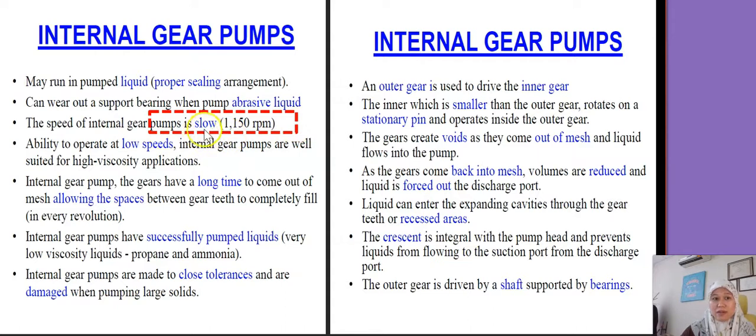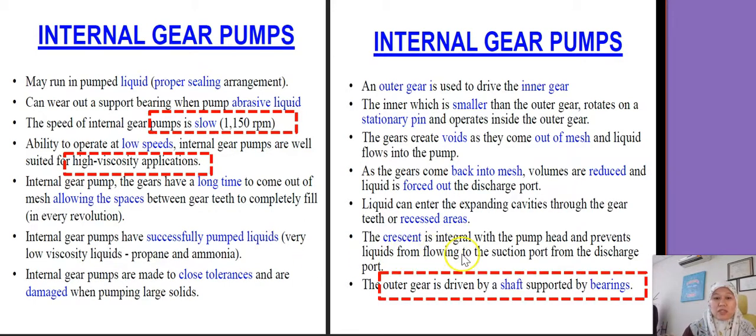Okay, 1150 RPM saja. Dia tak boleh go more than that. Kalau you nak go more than that, you go for external gear pump. Okay, ability to operate at low speed and for high viscosity application. High viscosity maksud dia pekat. Okay, high viscosity, likat. And the outer gear is driven by shaft supported by bearing.